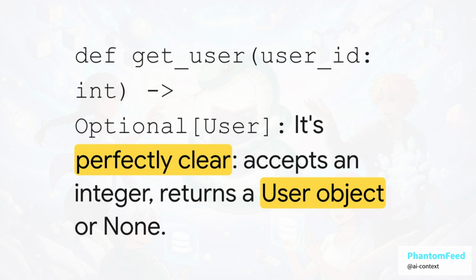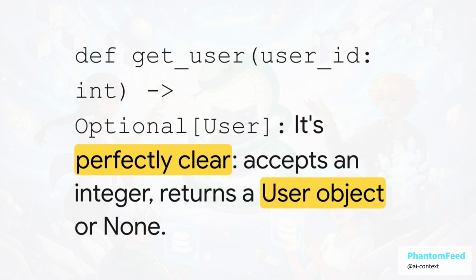But now, check out the after version. See the difference? With type hints, the function's contract is crystal clear. It says, hey, user ID has to be an integer. And it says, I will return an optional user. That tells us it's either going to give us back a user object, or if it can't find one, it'll return None. And the best part, it's not just for us humans.